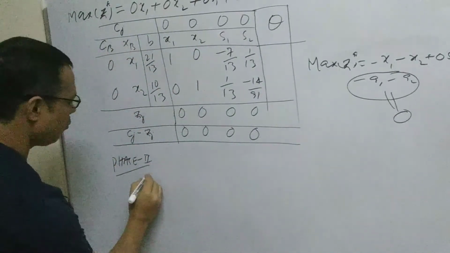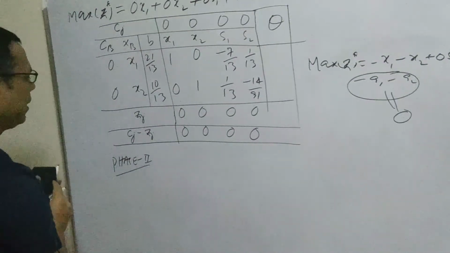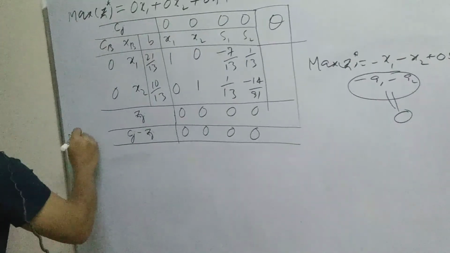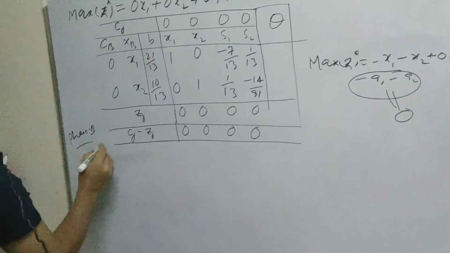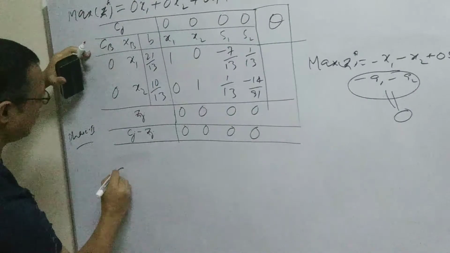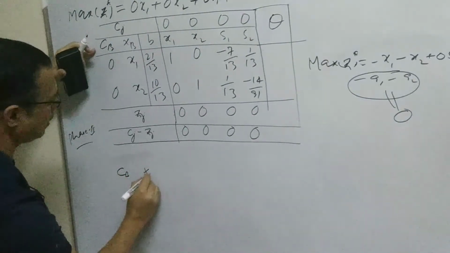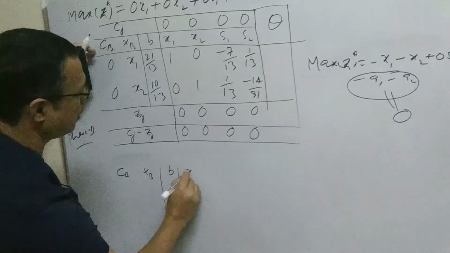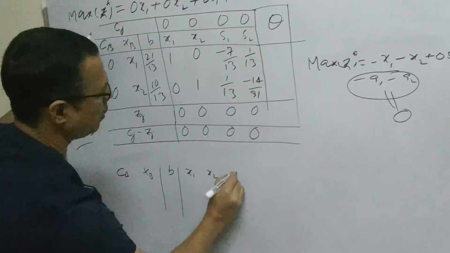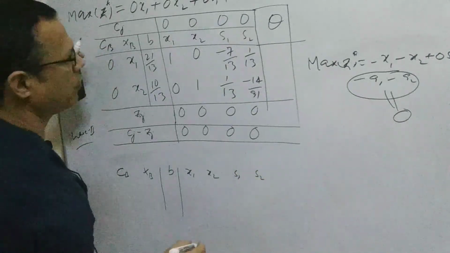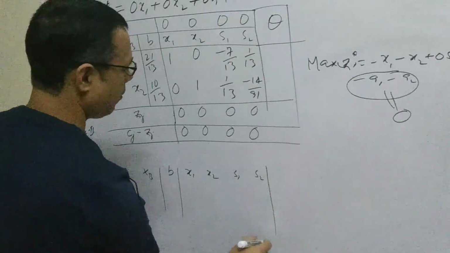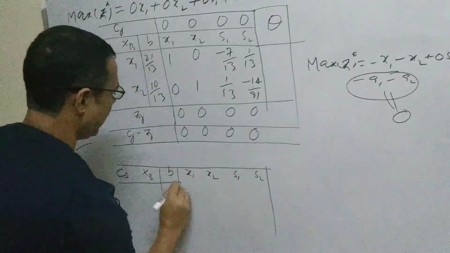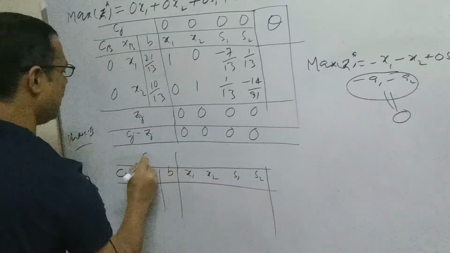So now here we need to write Cb same, just for clarity I am going to write here phase 2, and I am going to start from in front of this one. Cb, xb, b, then x1, x2, s1, s2, because these terms, second terms already have got 0, so no need to write the same term. Here I am going to write the Cj.